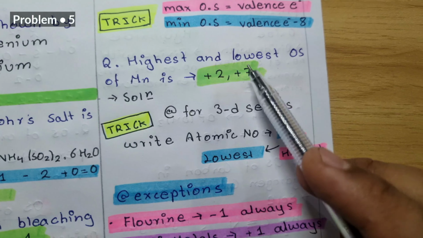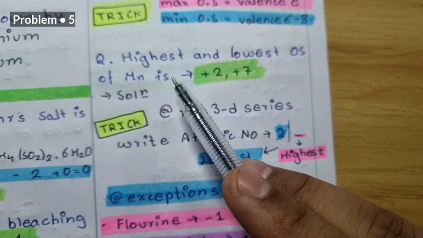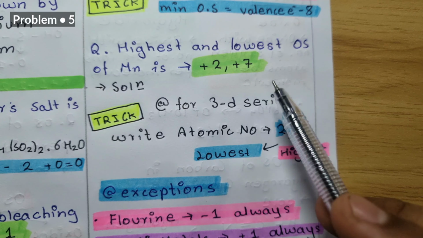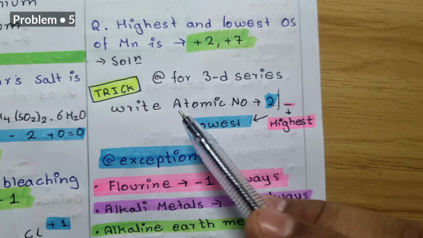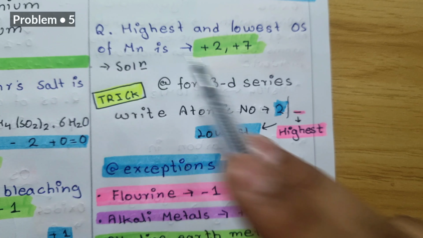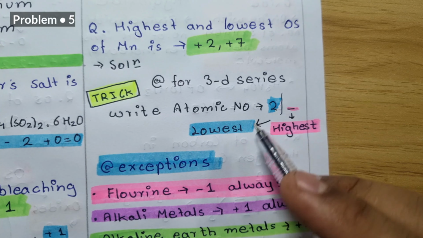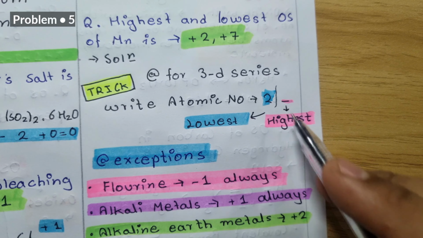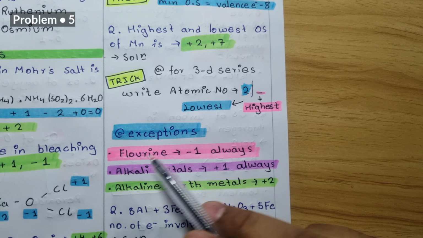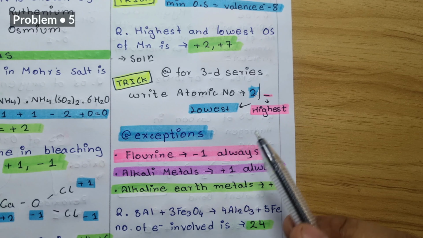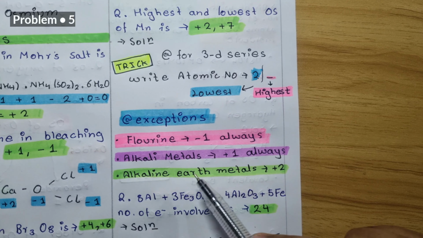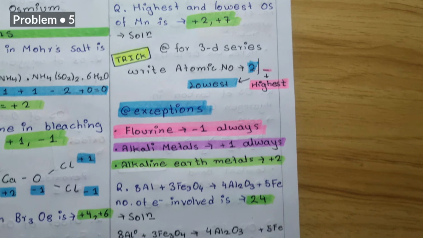Now, the highest and lowest oxidation state of manganese. Here is a super trick for the 3D series. For the 3D series, first and foremost write the atomic number as 2 and something. For manganese it has the atomic number 25. The 2 is the lowest oxidation state and 7 is the highest oxidation state. Exceptions to this trick: fluorine always has -1 oxidation state, alkali metals have +1 oxidation state, and alkaline earth metals have +2 oxidation state.